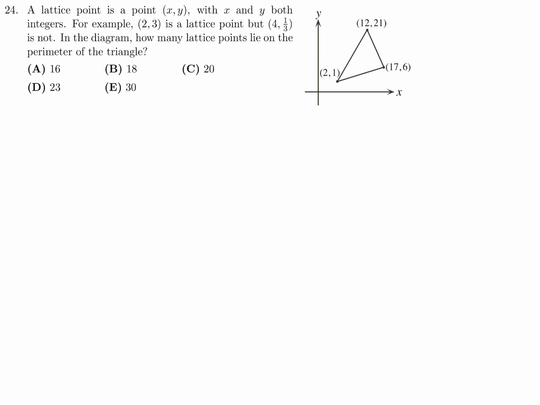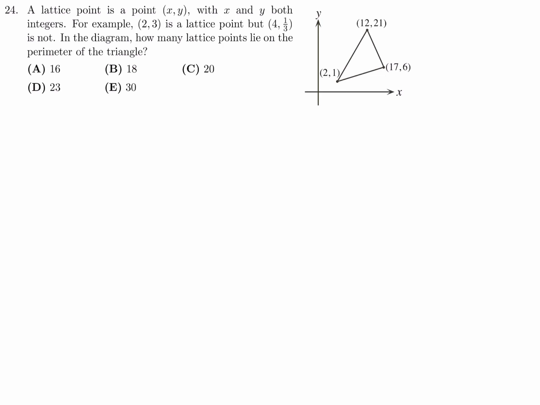A lattice point is a point (x, y) in which x and y both are integers. For example, (2, 3) is a lattice point, but (4, 1/3) is not. In the diagram, how many lattice points lie on the perimeter of the triangle?